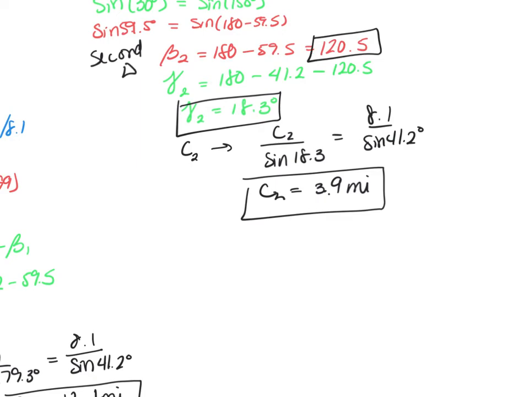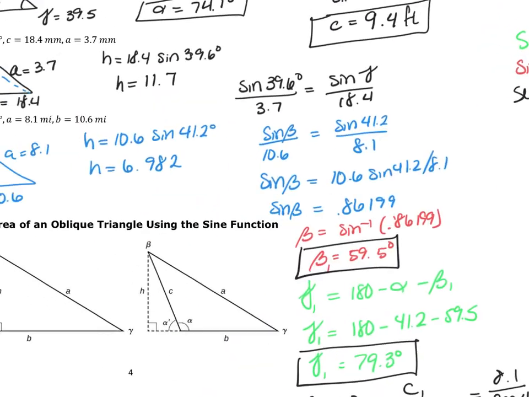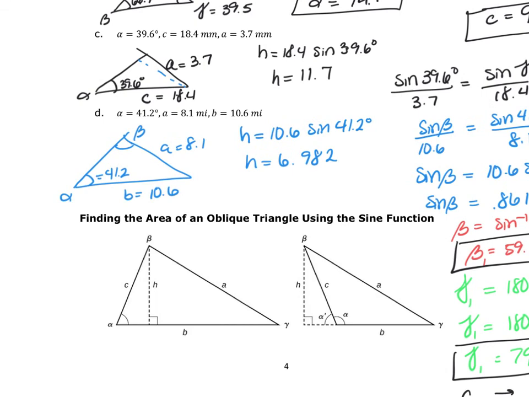I ended up with two triangles, and I knew I ended up with two triangles because of the fact that my H value was smaller than A and A was smaller than B.